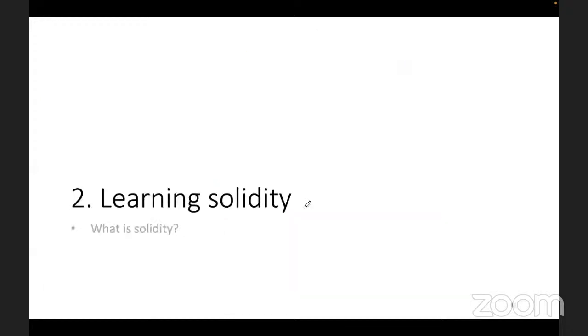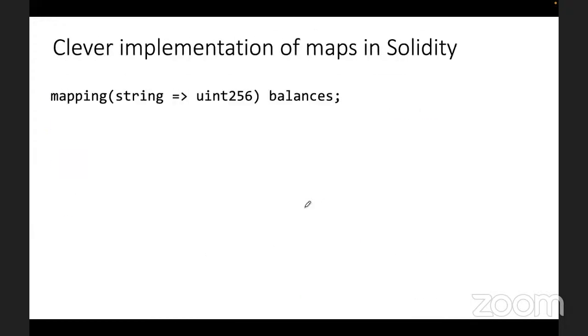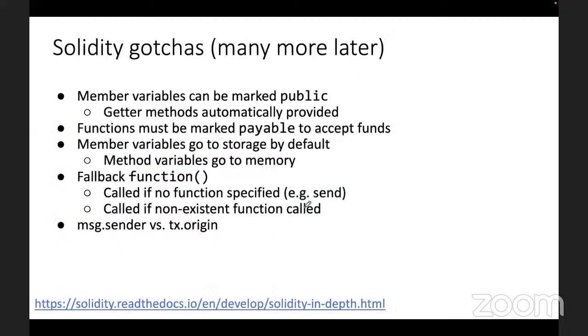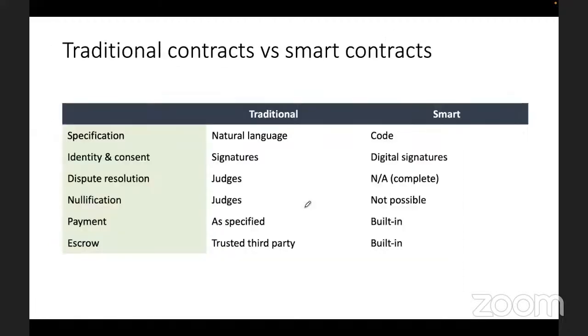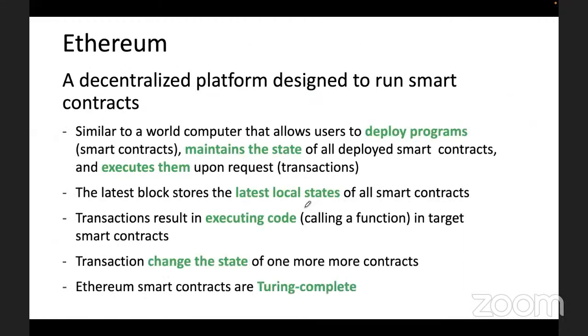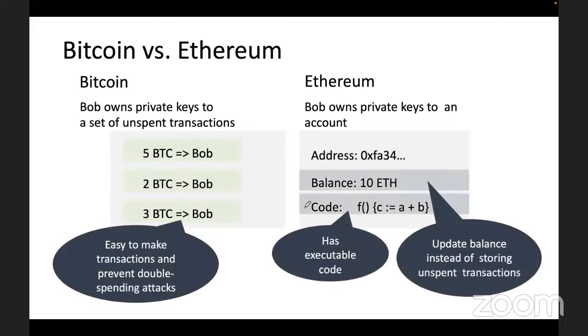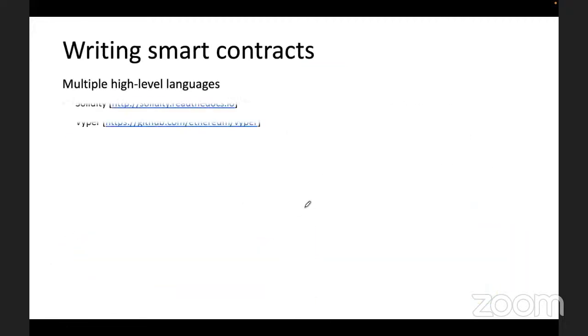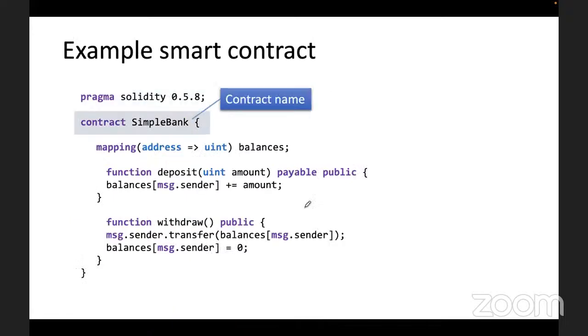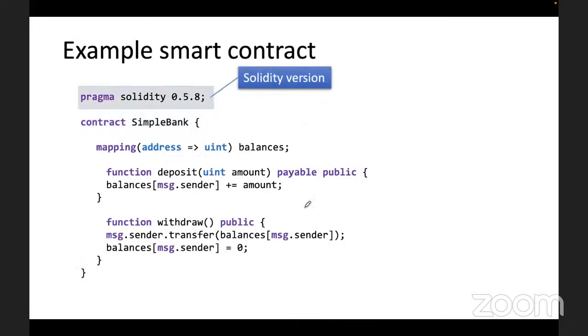Now, I am just keeping a few more slides, and I will directly shift to the code, and after that we will see the implementation. So this is an example of a smart contract, a very simple one, just for demonstration purposes.